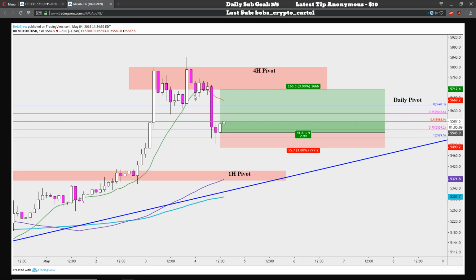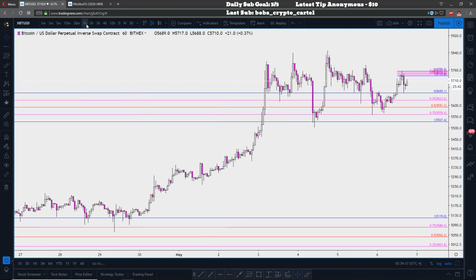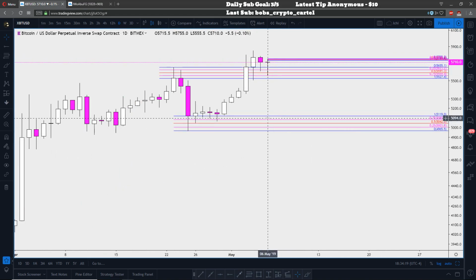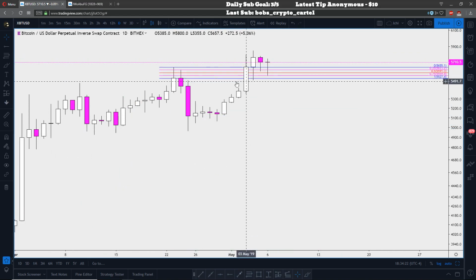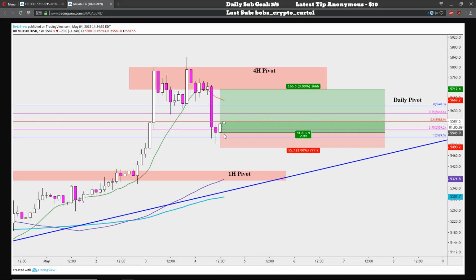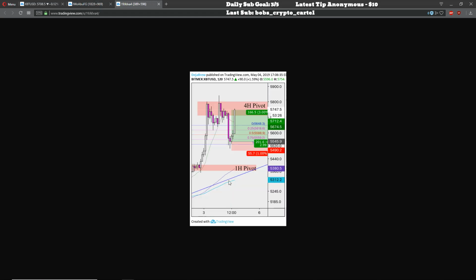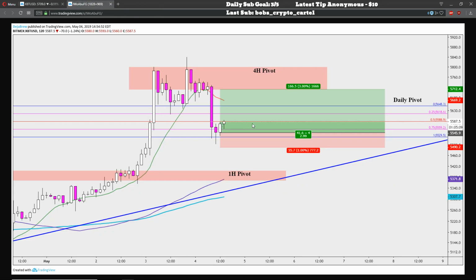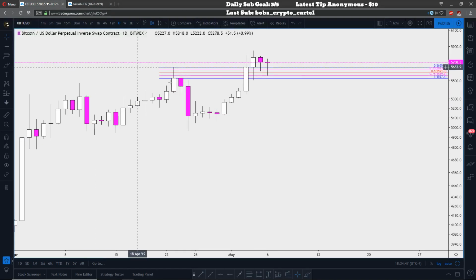Here is the daily pivot that I just went over. This daily pivot here, you would have longed once it found support on that pivot, or you could have longed the bottom of the pivot. And then we see it playing out here. This went a lot higher, because as you can see, this was the low.